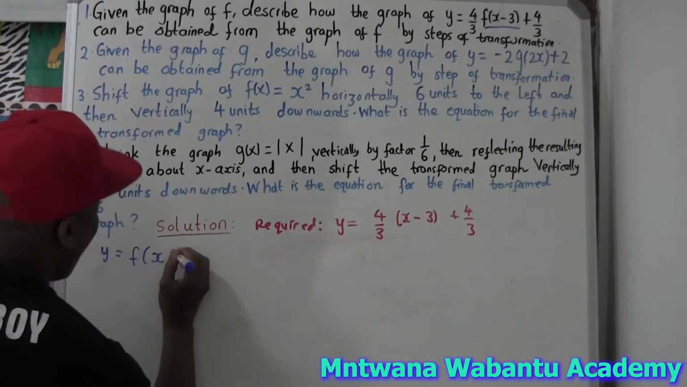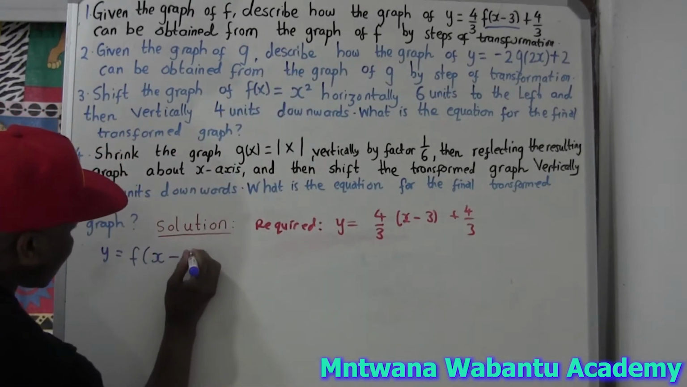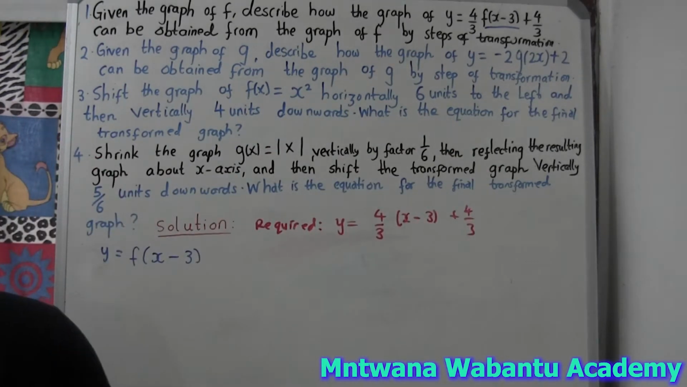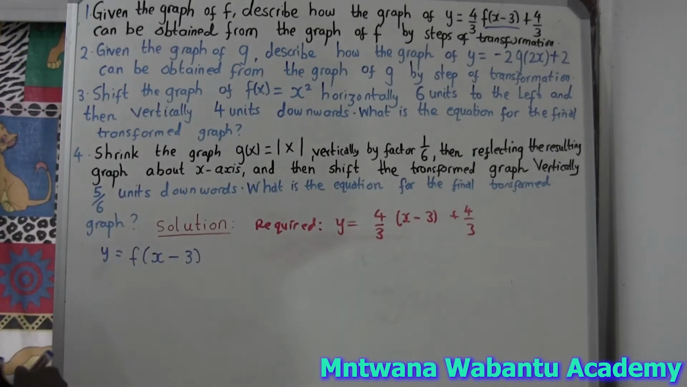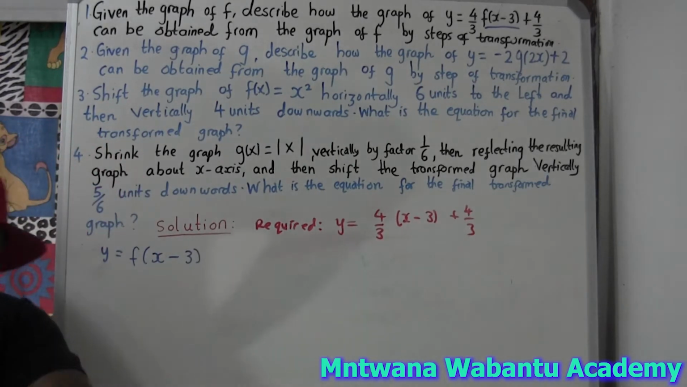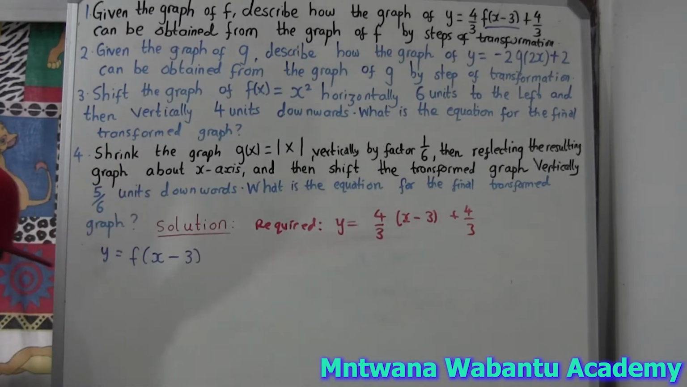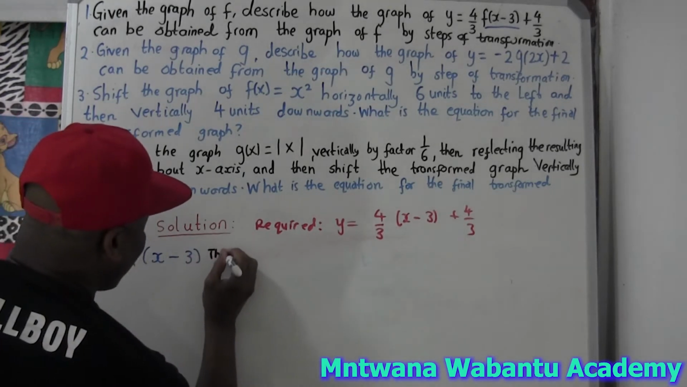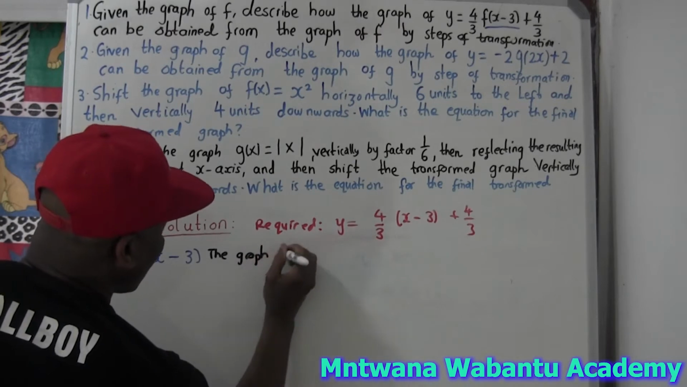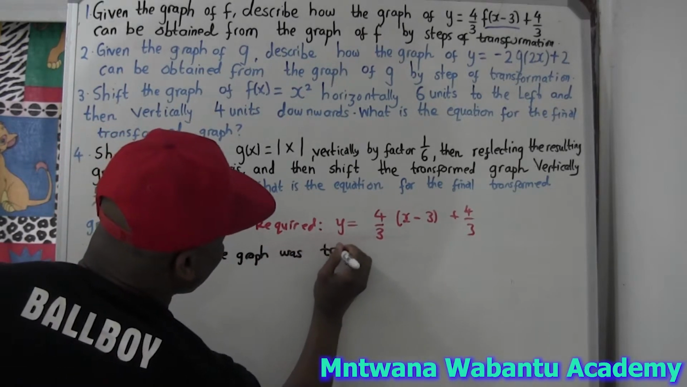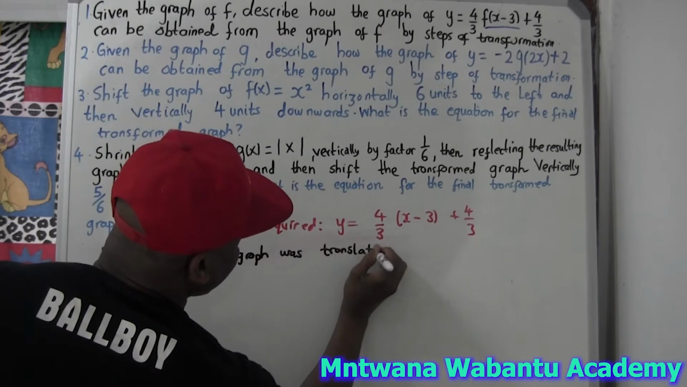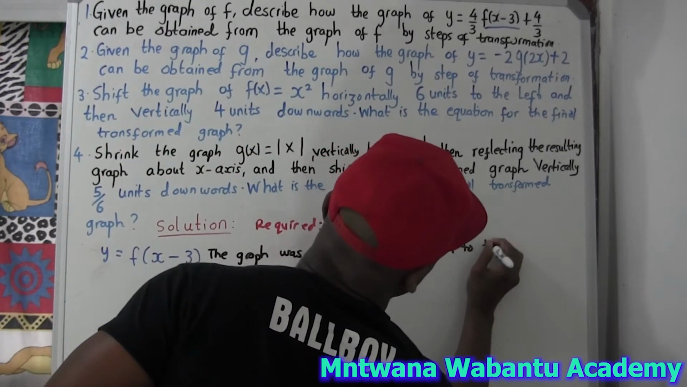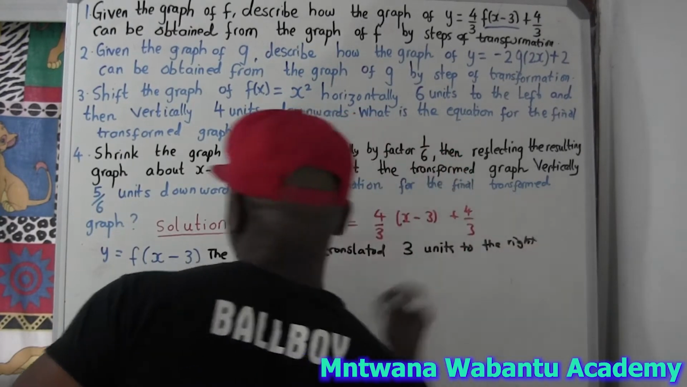It means this graph was shifted 3 units. We say when there's a minus, it means to the right. So the graph was translated. You can say the graph was translated 3 units to the right. Okay, cool. So now we have here.